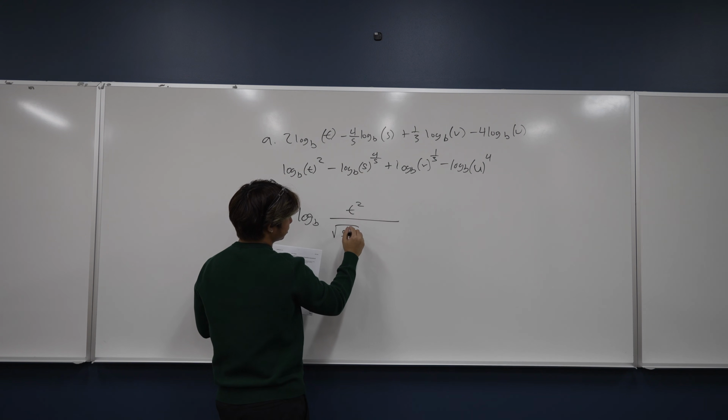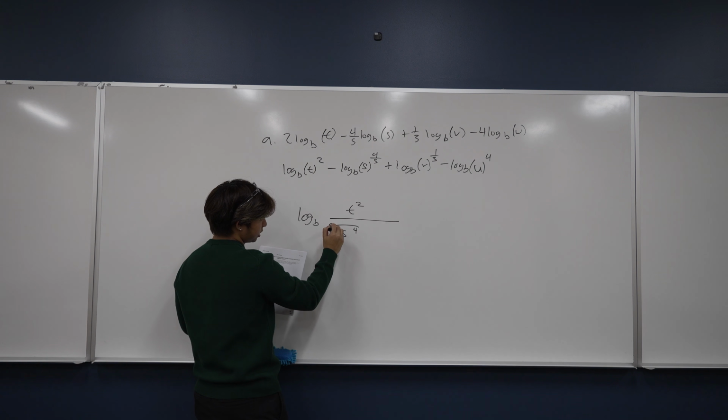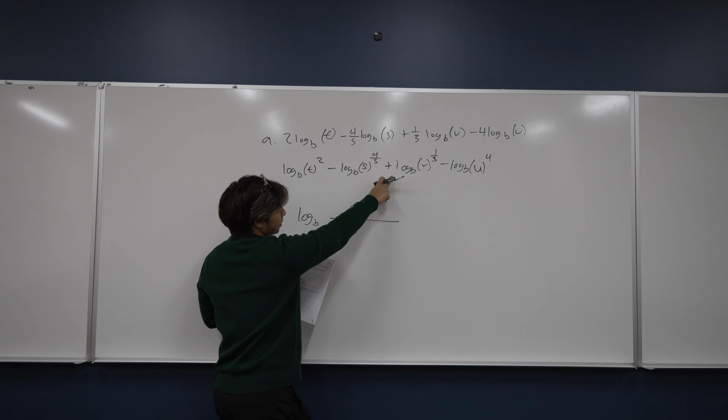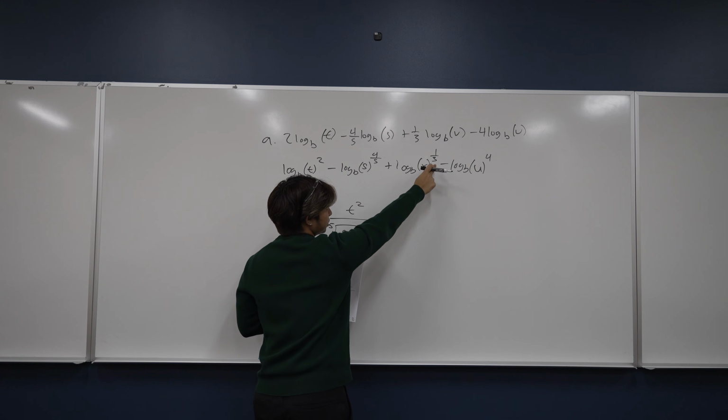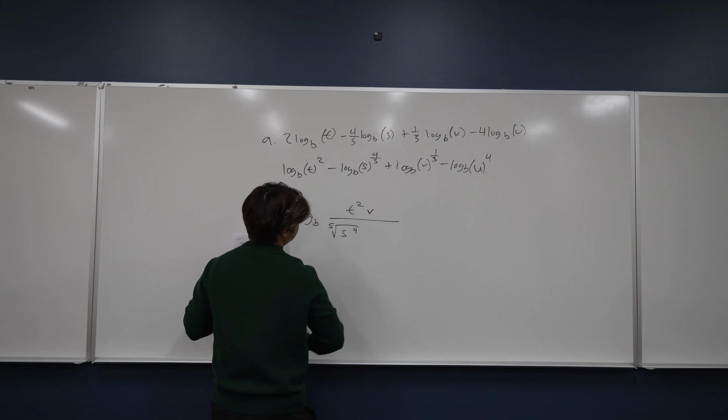Now we have 4/5, right? So the 4 goes inside the radical as a little exponent, and then we have a 5 on the outside of the radical. So s to the 4, fifth root. Plus log base b of v to the 1/3. So this guy goes up here, v. Well, actually, I should draw the radical first.